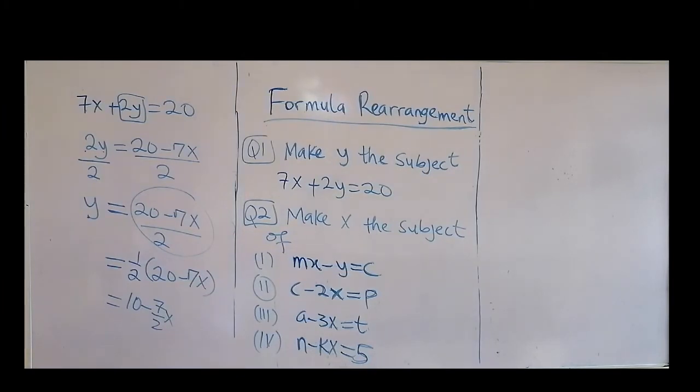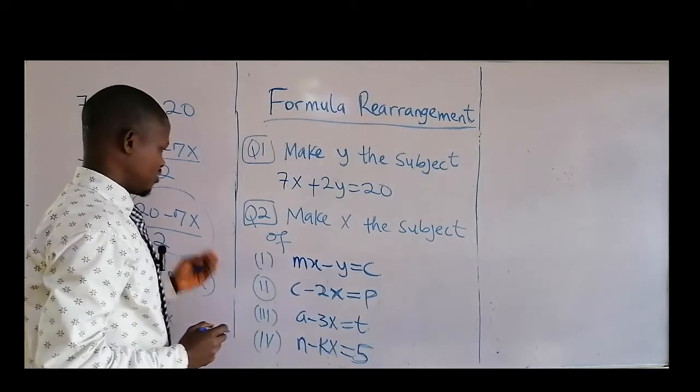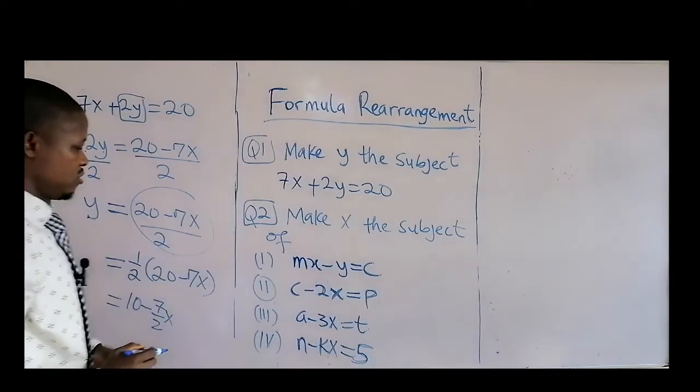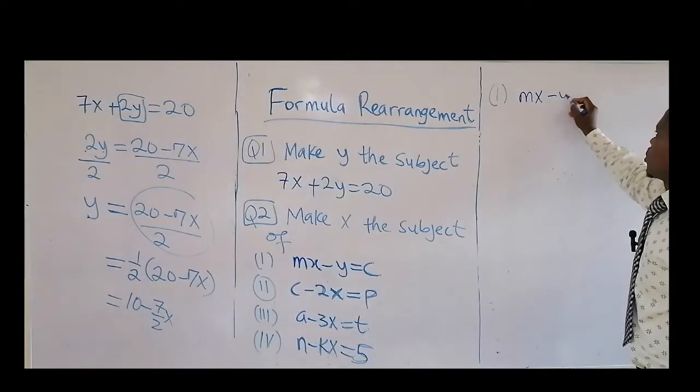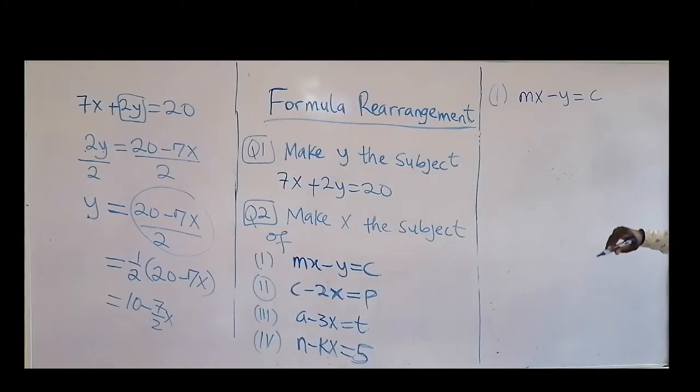Question 2 also, make x the subject of the following equation: mx minus y equal to c. If you look at the equation, this is the only place we have the letter x. So in that case, we're going to leave it in that place, and whatever letters you have, you shift to the other side. That will be equal to c. This is minus y; when you move over the equal sign, it becomes plus.